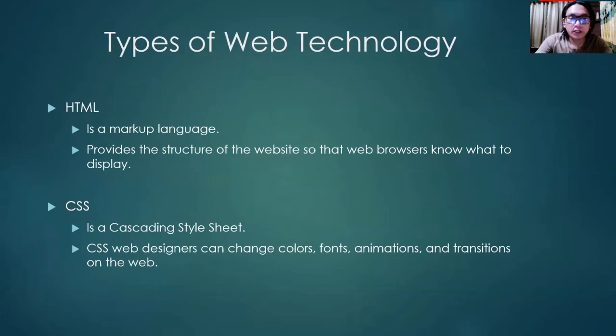The second one is HTML. HTML is a markup language. It provides the structure of the website so that web browsers know what to display. The third is CSS. CSS is a cascading style sheet. With CSS, web designers can change the colors, fonts, animation, and transitions of the web, which makes the website look good and more fun.